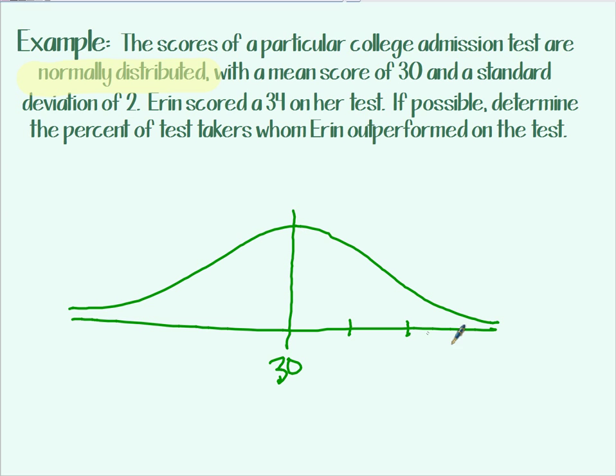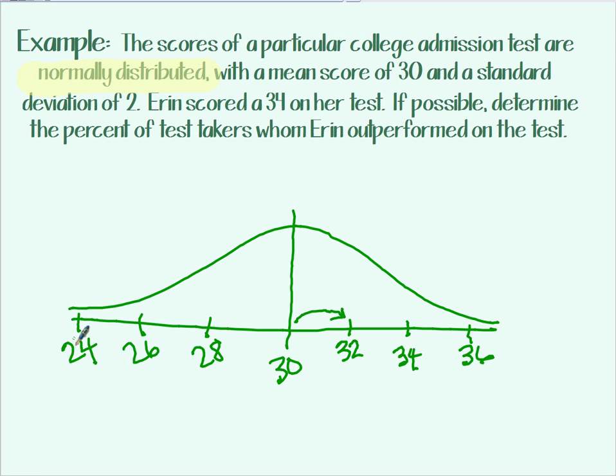So when I draw in my 1, 2, 3 standard deviations on either side, remember I'm adding 1 standard deviation. The standard deviation is 2, so every time I move 1 tick mark to the right, I'm adding 2 points. So I have 32, 34, and 36 on the right-hand side. As I go to the left, I'm taking away 1 standard deviation each time. So I get 28, 26, and 24.